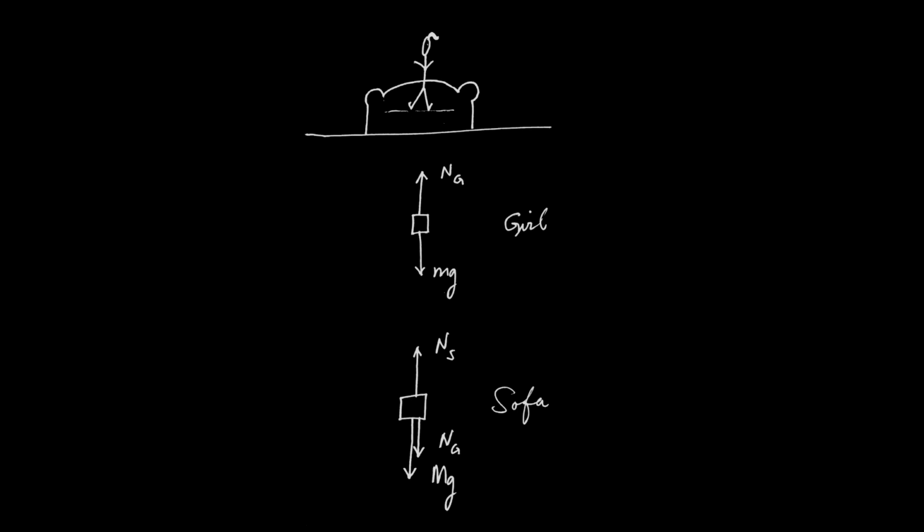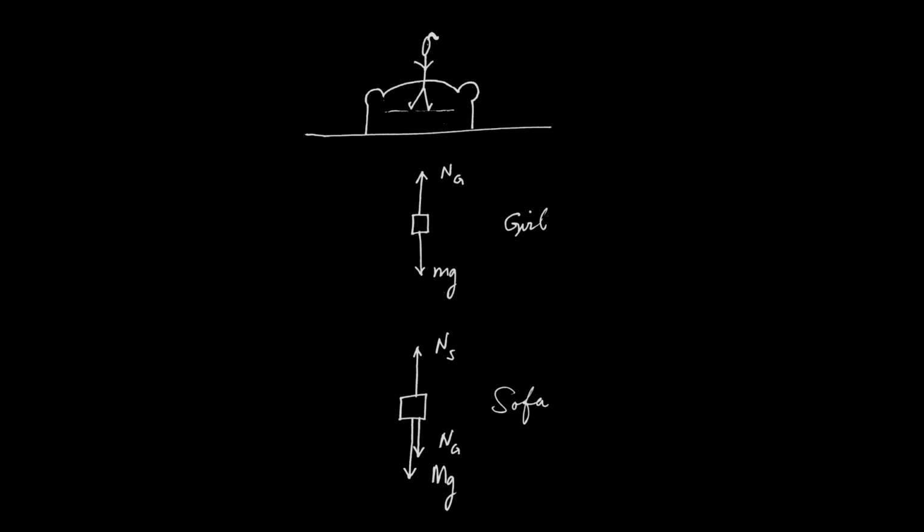So what I'm looking for in this action-reaction is a pair of forces that have the same nature, that is, they're the same kind of force, that are equal in magnitude and point in opposite directions. Now to see that, I'm going to draw a free body diagram for the girl, and curious enough, I'm also going to draw a free body diagram for the sofa.